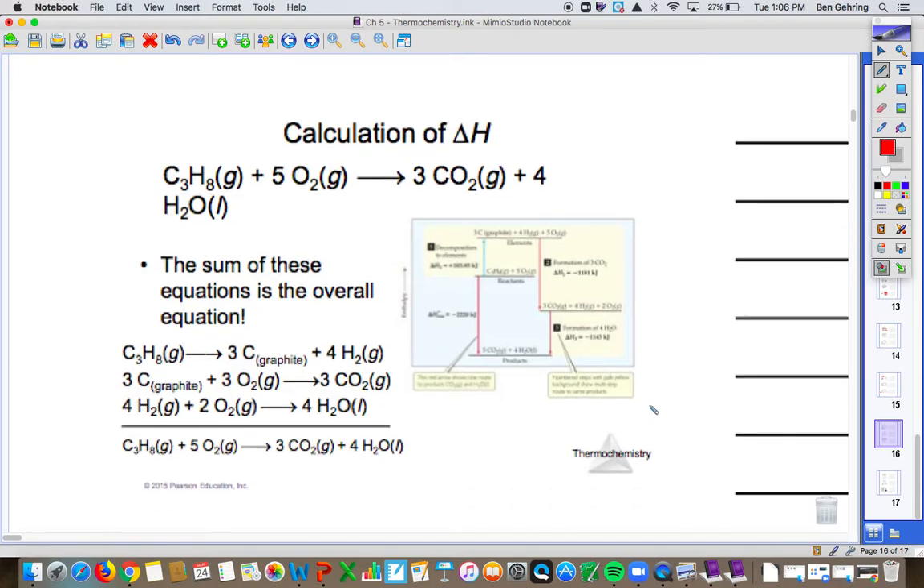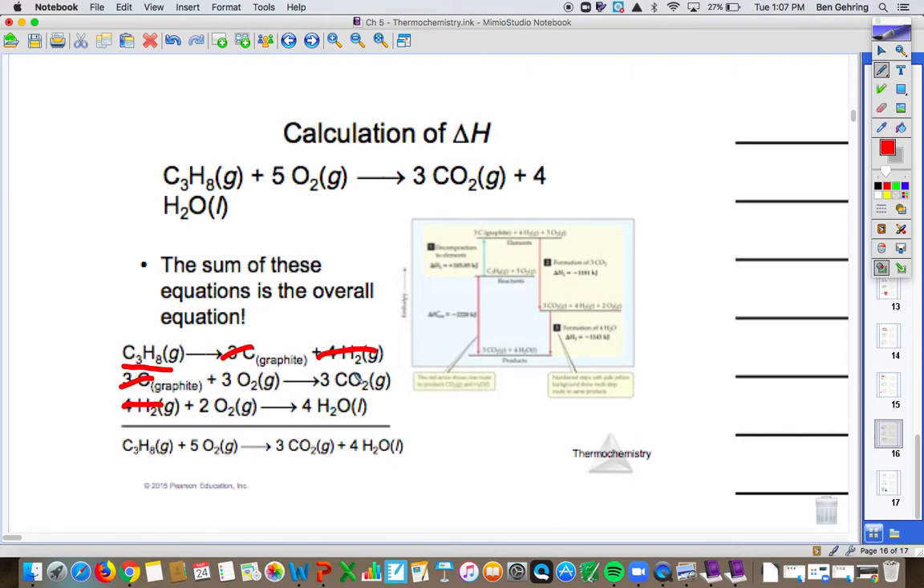So because of this, we took propane here and split it into 3 carbons and 4 hydrogens. On this side, I took my 3 carbons plus 3 oxygens and produced 3 carbon dioxide. So because 3 carbons are here and 3 carbons are here, I can get rid of them. I have 3 O2s on the left. I don't have anything yet to cancel that out. And then my last step, I had 4 hydrogens here, which match the 4 hydrogens here, paired with 2 oxygens to produce 4 water molecules.